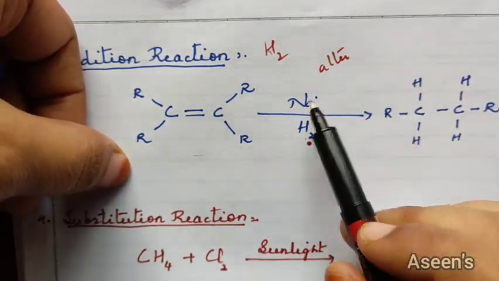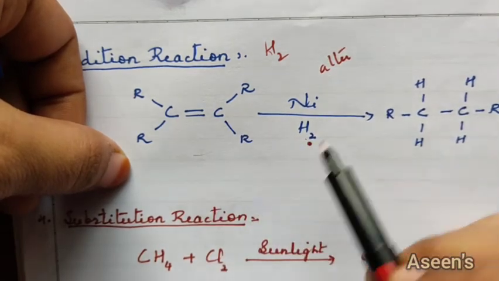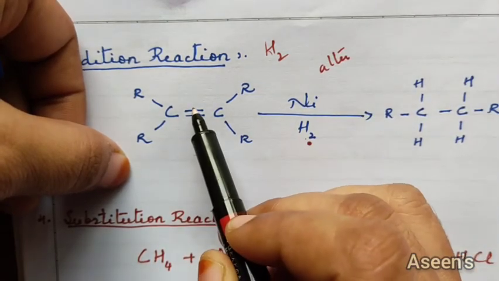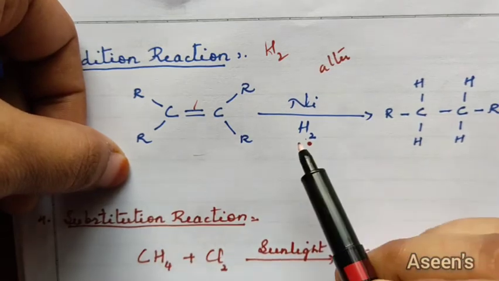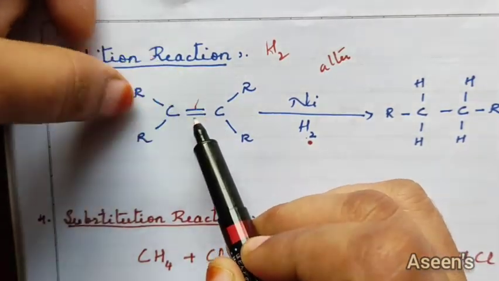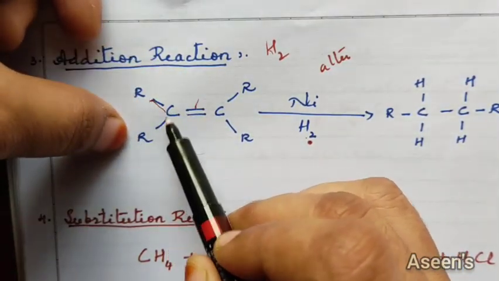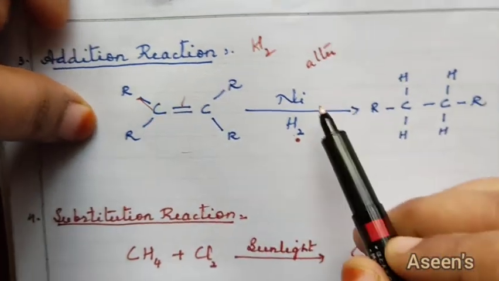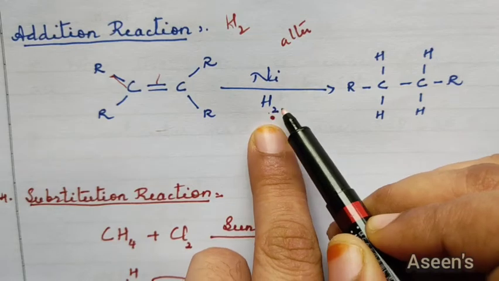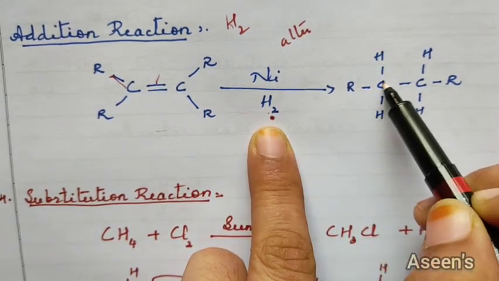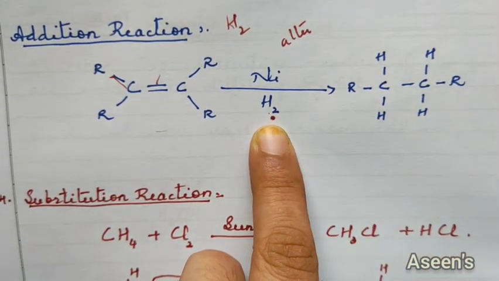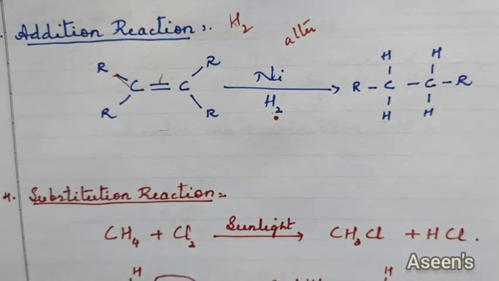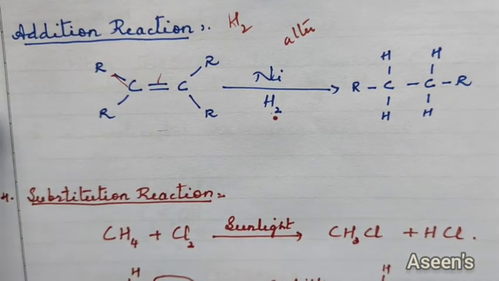In the presence of nickel catalyst, when these two react together, this double bond will break, and when this double bond breaks, they will be left with 1, 2, 3 hands. So one more hand is needed for both. That one more hand will go and attach to hydrogen. So one hydrogen will join here and one hydrogen will join here. That is how your addition reaction works.